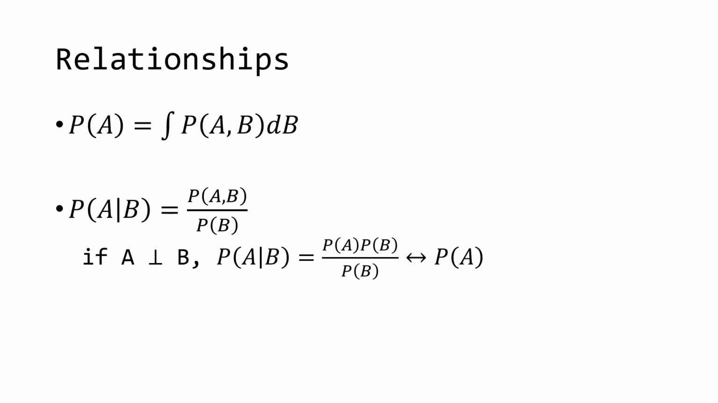When A and B are independent, the joint probability of A and B is equal to the product of the probabilities. This means that the previous identity shows that the probability of A given B is equal to the probability of A. In other words, conditioning doesn't add any information. If B occurs, it makes it no more or less likely that A is going to occur.